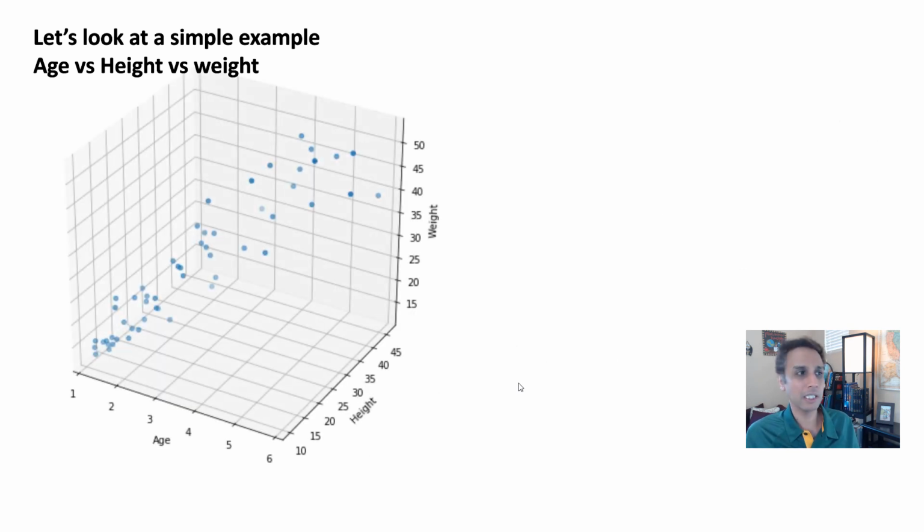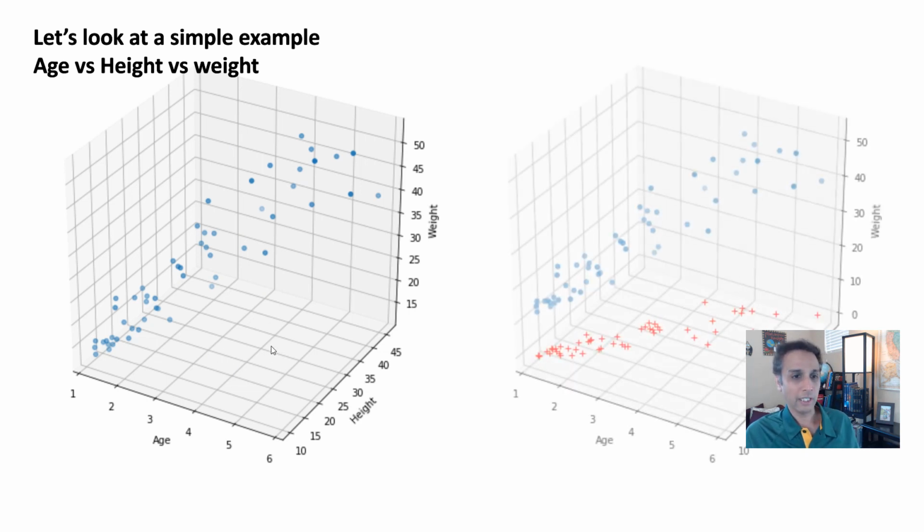Now let's plot this in a 3-dimensional plot. So I just did age on one axis, height and weight, and you can see the data is spread in 3 dimensions, right? Now if you take a projection of this and project it onto this bottom plane, how does it look? When you project it, it looks somewhat like this.